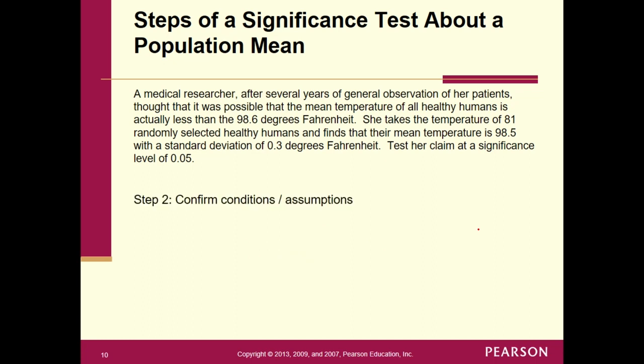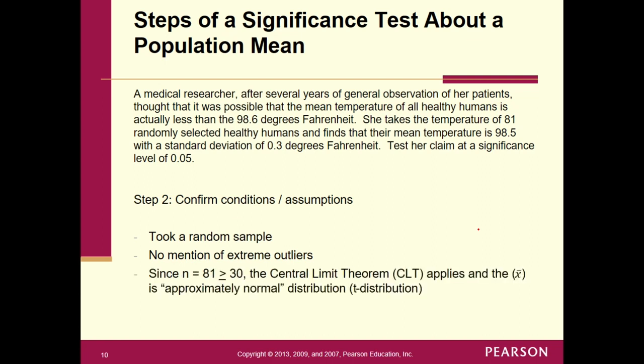Step 2, confirm the conditions, right? I think we already said that we took a random sample, and 2, no mention of extreme outliers, and 3, since n is equal to 81, here it is, n is equal to 81, that means that's greater than or equal to 30. What's applying here? The central limit theorem is applying, and that means the sampling distribution of x bar is what? Approximately normal. It's a t distribution, right? And so we have all the conditions in order to use the formula that we were showing before.